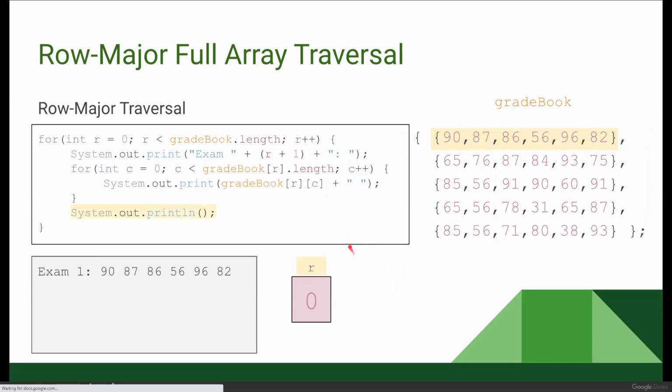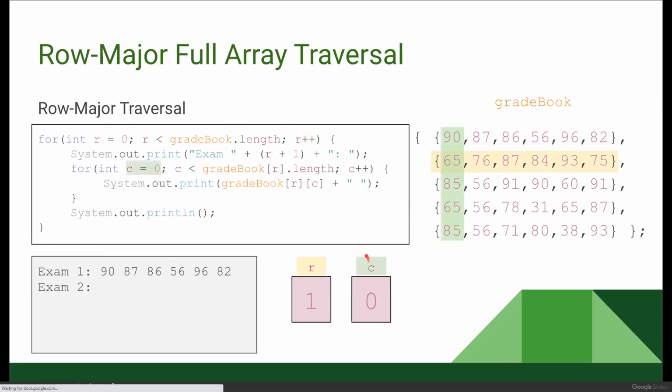And we are going to exit our inside for loop. C is going to go out of scope. It's going to stop existing for a little bit. We're going to print a new line, so our cursor is now down here. That outside for loop has run all of its content, so we're going to loop back up to the top. We're going to increase our R variable.